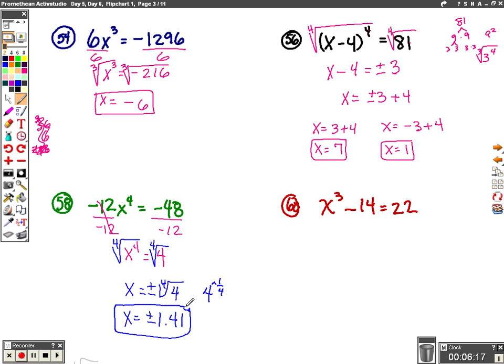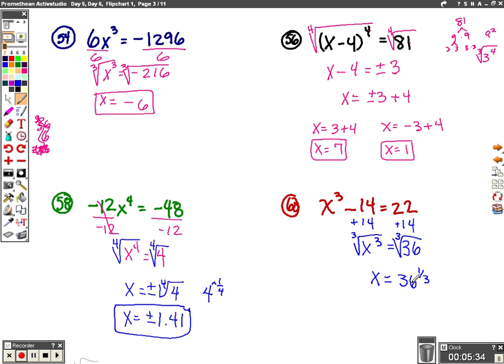All right, last one. First step, I want to get my x cubed all by itself, so I'm going to add 14 to both sides. 36 equals x cubed. Now this is an odd power, so I don't need to be too concerned. I'm just going to have one real solution. I'm going to cube root both sides, and x equals the cube root of 36. I could rewrite that as 36 to the 1/3, right? So my index becomes my root, and my power becomes my power.